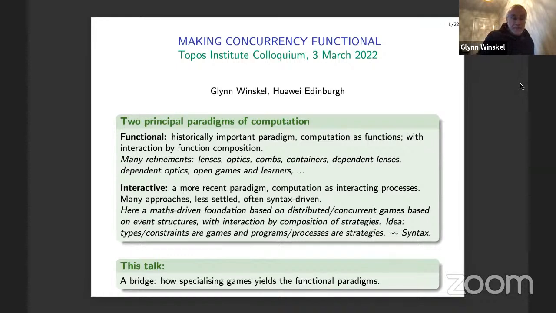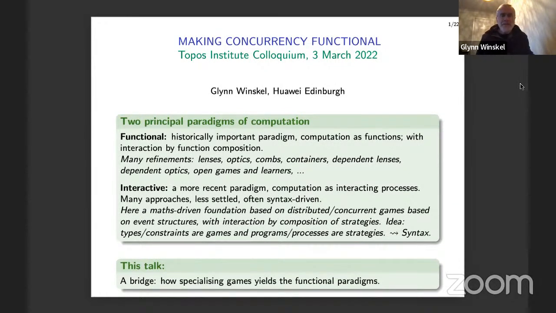processes in the environment. Many of the approaches are often syntax-driven. Here I'll be using, in contrast to that, a rather maths-driven foundation, which is really trying to be a new semantic foundation for computation, which takes account of interaction. It's based on distributed or concurrent games built around event structures, with interaction given by composition of strategies. It's a kind of generalized domain theory, or that's the hope that it becomes something like that, in which types or constraints are represented by games, and programs and processes are represented by strategies. And like many mathematical structures, it gives rise to its own syntax.